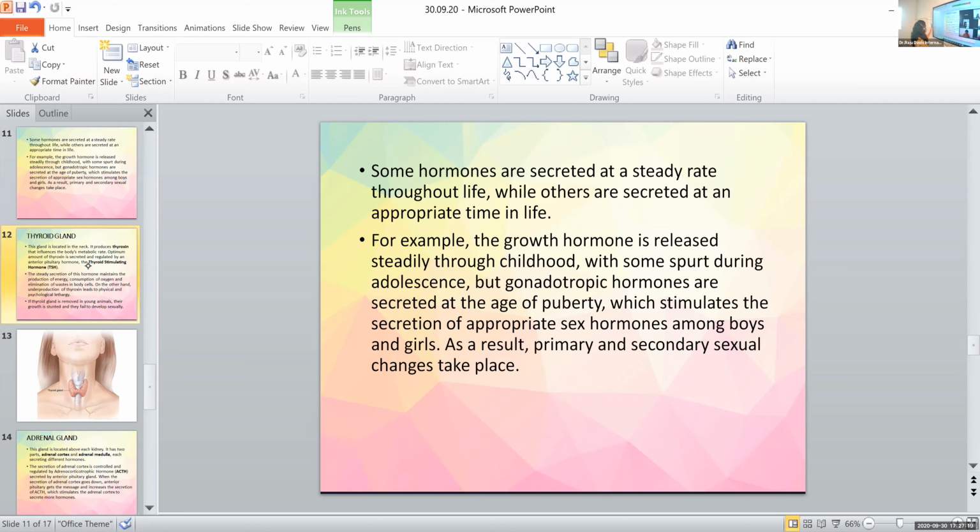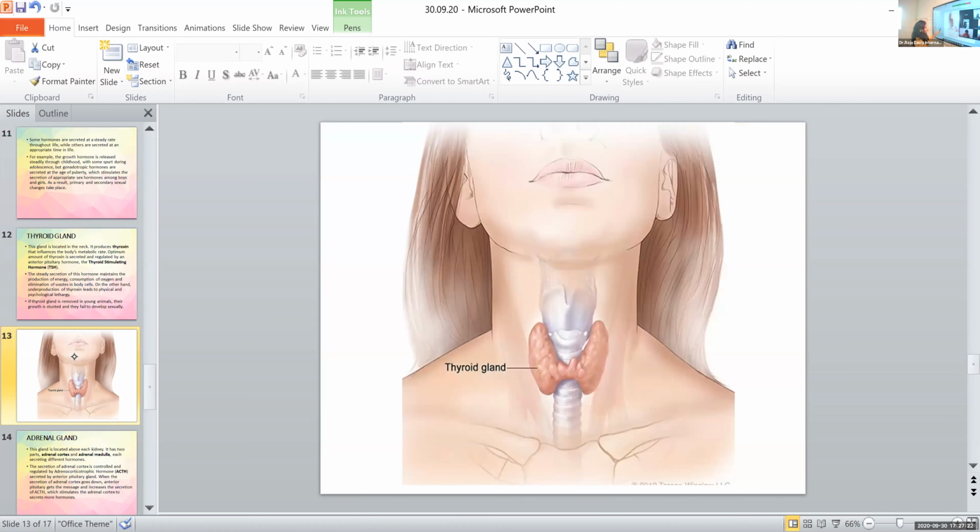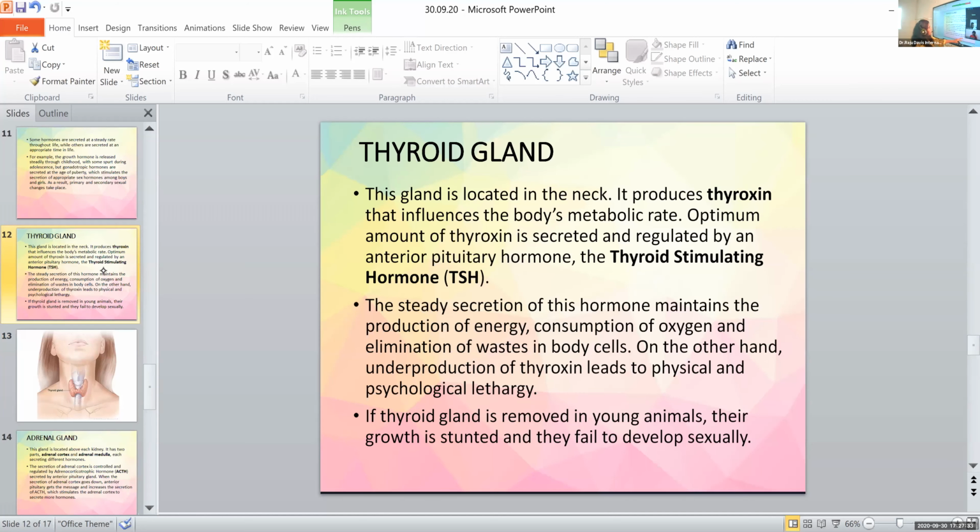Now we have the thyroid gland. I'll show the structure. This is the thyroid gland. Is the picture clear? You can see, right? Yes. Thyroid gland. This gland is located in the neck. It produces mainly the thyroxine that influences the body's metabolic rate. Optimum amount of thyroxine is secreted and regulated by an anterior pituitary hormone, the thyroid stimulating hormone, also known as the TSH.